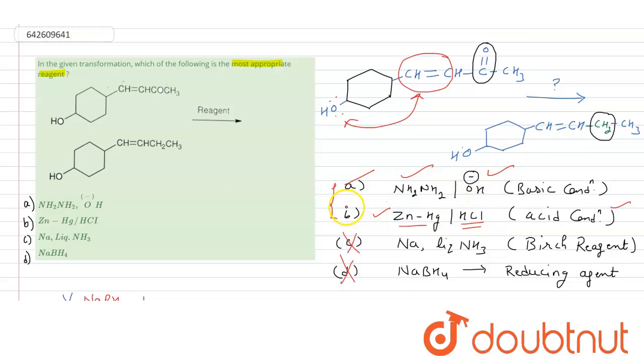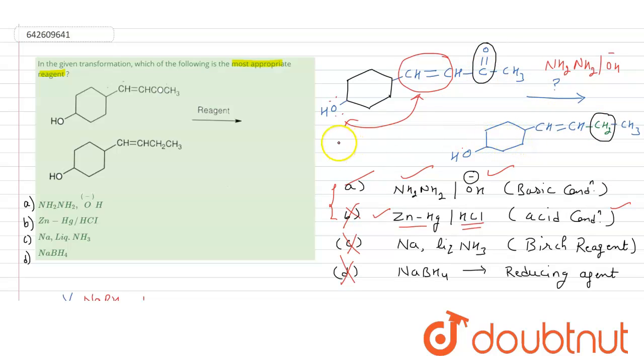So option B is also eliminated. The best reagent for this will be N2H4 in basic condition. So actually this is the Wolff-Kishner reduction, which converts just the CO part into a CH2 group.